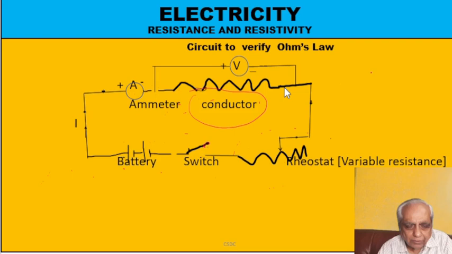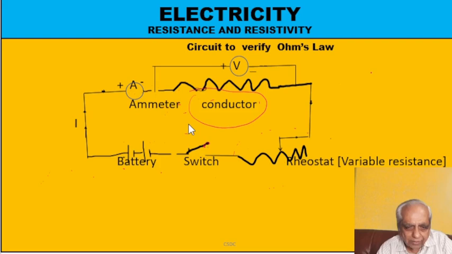How am I changing this voltage? I am not changing the battery, but I have a rheostat. In the rheostat, if I change the resistance, the PD and current will change. In case the resistance is less, more current will flow. If resistance is more, less current will flow. Now let us do the experiment in this manner. I switch it on.